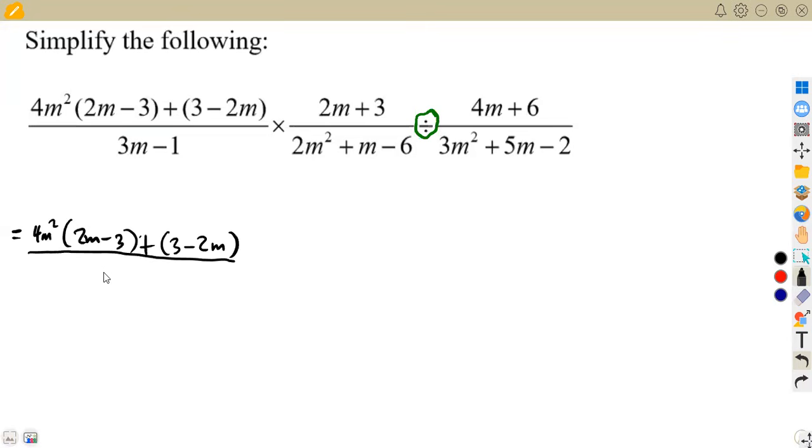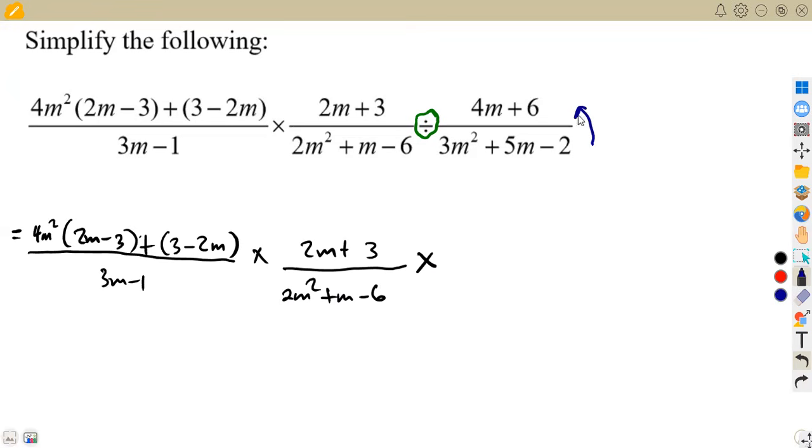All right, so this is over 3m minus 1 times 2m plus 3, 2m squared plus m minus 6. Then our division here now, we introduce what? Multiplication.